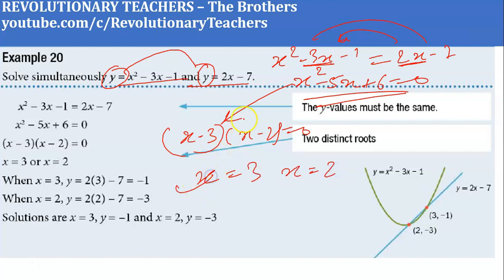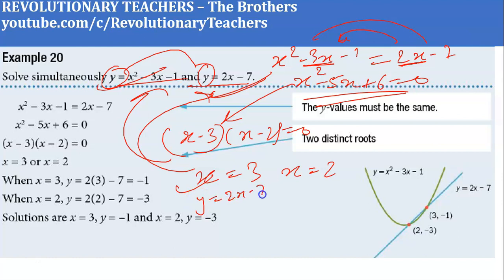When your x is 3, what would be your y? You can substitute the value of x in any of these equations, right? Y equals 2x minus 7. So 2 threes are 6, 6 minus 7 is minus 1. When x equals 2, y equals 2x minus 7. 2 twos are 4, minus 7, that is minus 3.